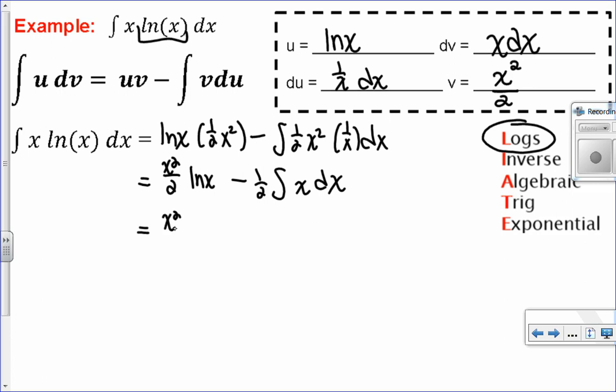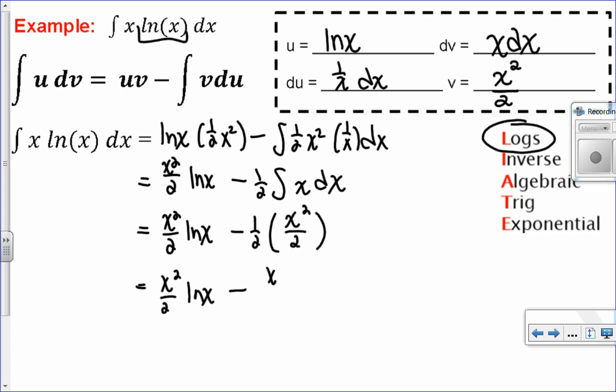So this will be x squared over 2 ln x minus 1/2 times, so the integral of x dx would be increase your power by 1, divide by the result. So this will be x squared over 2 ln x minus x squared over 4 plus c. Okay, looks like this formula is working nicely.